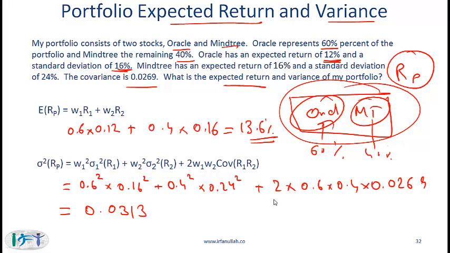If you want to compute the standard deviation, all you do is take the square root of that number, and that will give you 0.177, which is 17.7%.